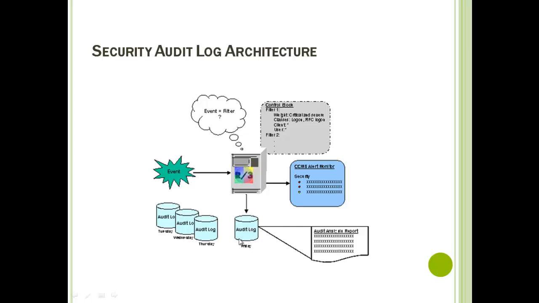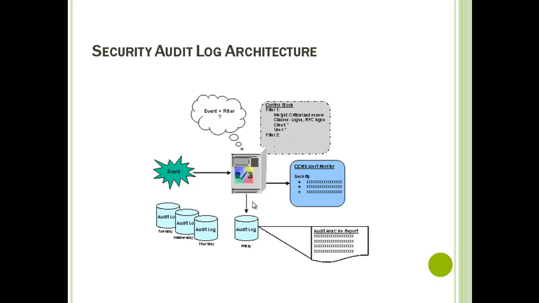This will be saved as an audit log file, and this audit log file is again read by the CCM alert monitor. So when the threshold is met, the alert is sent to the CCM monitors. Each application server will have its own audit log. Again, this audit log is a raw file.